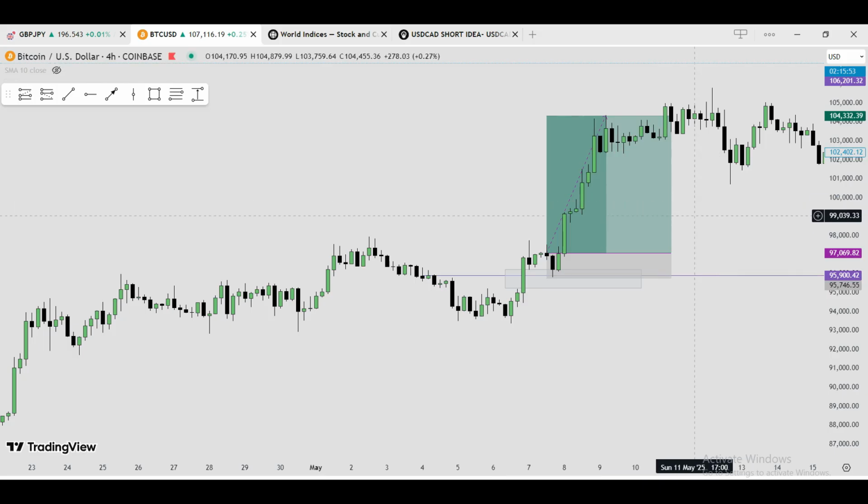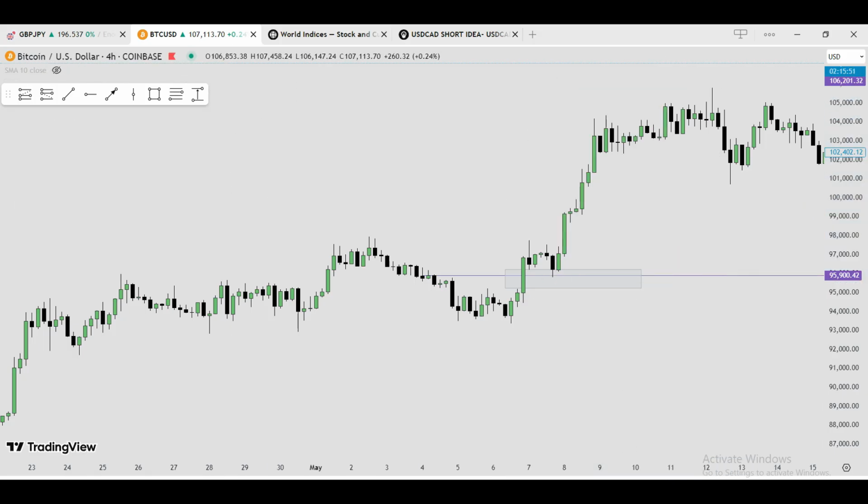Now my stop loss management is that for every new bullish candle that is formed, I will move my stop loss below the low of the last fully formed bullish candle. That is, once this bullish candle closes for me, this one closes for me, my stop loss will be moved from this low to this candle low here, like this.